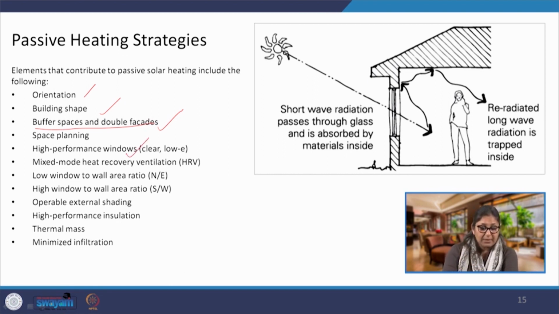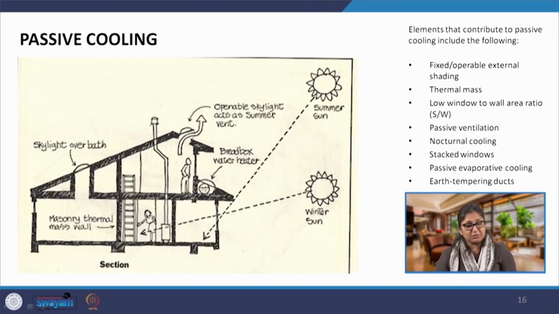We are talking about high performance windows, where the windows allow radiation to come in, but block any heat loss through the window. So, we have specific windows, we will talk about the materials later. And then we are talking about window to wall area ratio on different orientations. We are talking about the insulation and the requirement for thermal mass. We are also talking about strategies such as minimized, reduced infiltration. So, these are some of the strategies for heating.